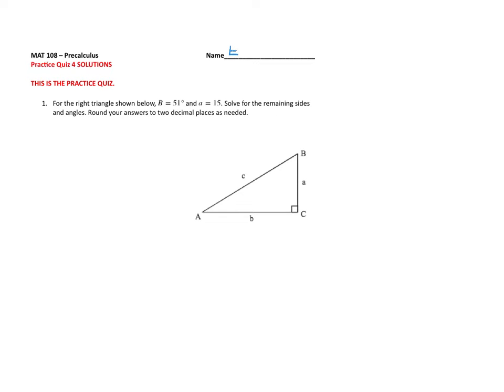Let's go over a couple of practice problems for quiz 4. Starting with question 1, for this right triangle shown below, we're given that the measure of angle B is 51 degrees, so I'm going to label that in here. This is 51 degrees. And we're told that the length of side A is equal to 15.